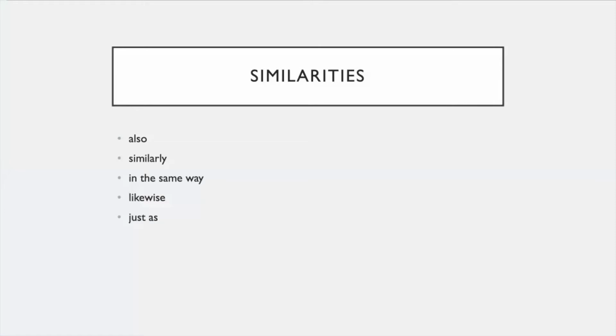So these are the transition words that indicate some type of similarity. So these words include also, similarly, in the same way, likewise, and just as. So the ideas that will follow these types of transition words would be the same ideas that apply to the previous sentence as well.